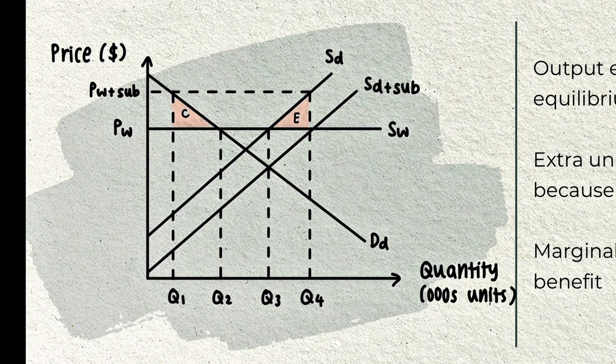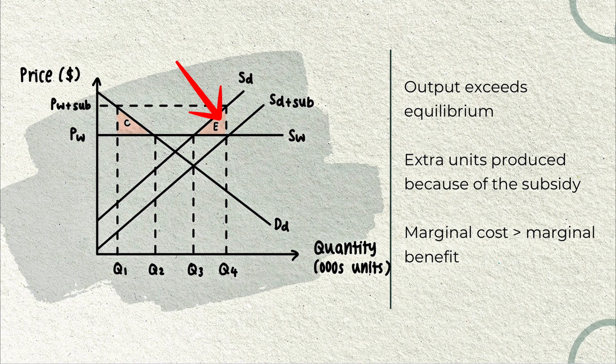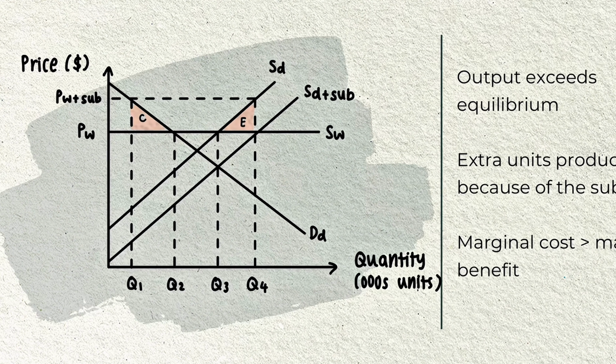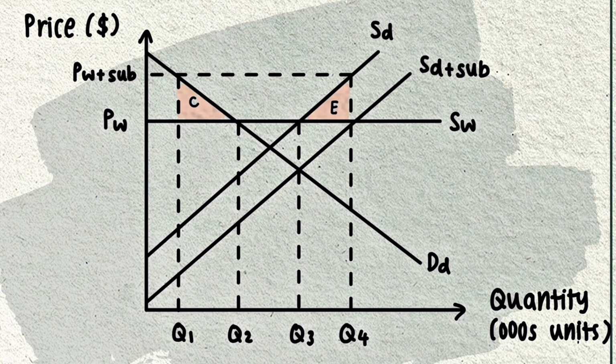And in the case of Area E, this is when the output exceeds the equilibrium. Every single unit produced was because of the subsidy. And looking at the diagram, every unit produced after this point here, the marginal cost of each unit produced increases. This means the cost price of making these products is higher than what you are selling it for. This makes Area E highly resource inefficient.